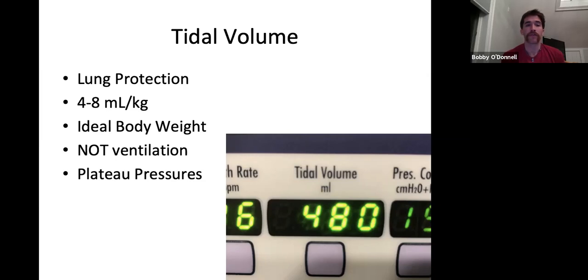So we look at 4 to 8 cc's per kg. Generally starting at 6 is pretty normal because then we can move up or down depending on airway pressures and things like that. But we're doing that off of our ideal body weight, which is really important because this helps us avoid the Michelin Man scenario where, say you have the 5'2", 300-pound patient, they don't need 300 pounds worth of tidal volume. That would be very damaging to them.